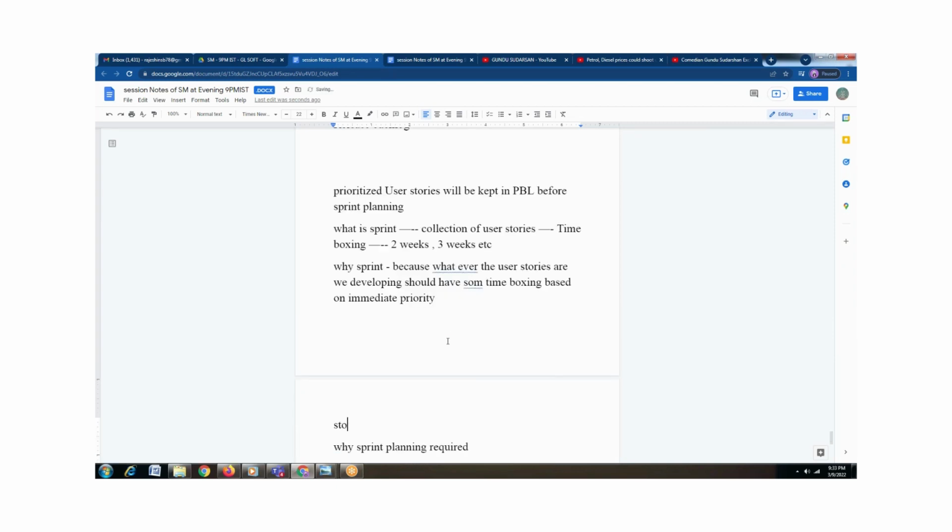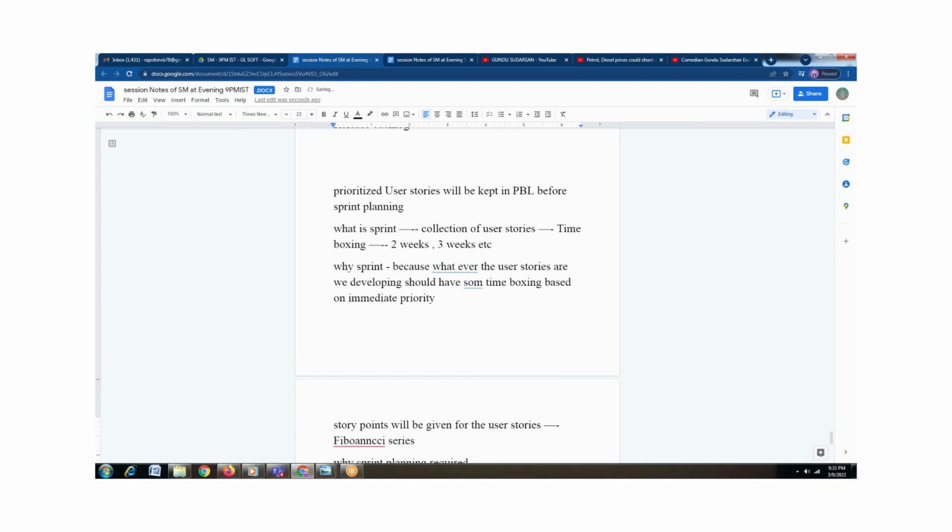First of all, story points will be given for the user stories. Whatever user stories we have, all of them will have story points. For example, if there are 10 user stories, each of the 10 will be given some story points. Normally, to give the story points, we use a series called the Fibonacci series.